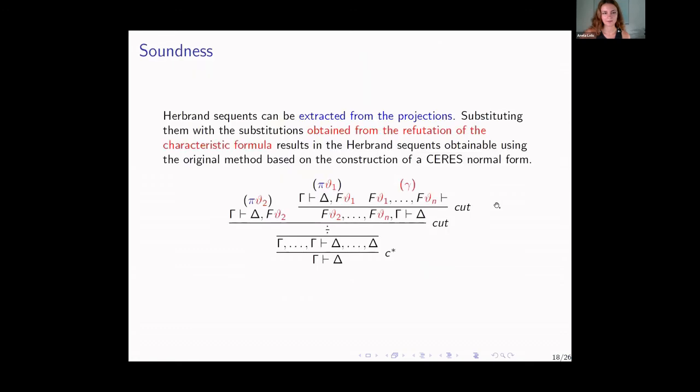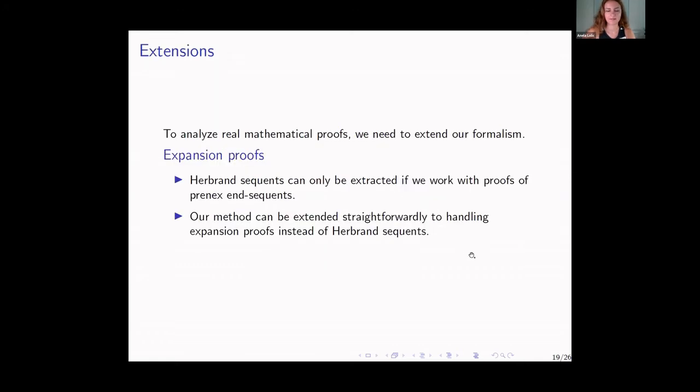Okay. Well, and we have a soundness result. So we proved that whenever we have a CERES normal form and we extract from the normal form the Herbrand sequence, then this is the same Herbrand sequence we will get by extracting it from just the proof projection and substituting it then. Okay. And now let's talk about the extensions.